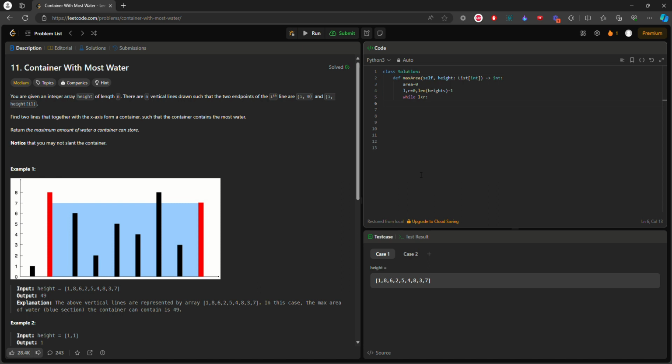While left is less than right, you have to calculate the current area. How will you do that? It is the minimum of the two pointers, or the heights at each index. Heights at the position left and the index right, and you will multiply it by r minus l, the distance between each point. Then update the area.